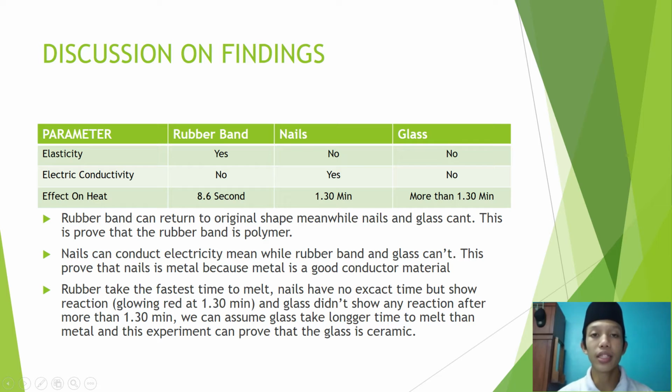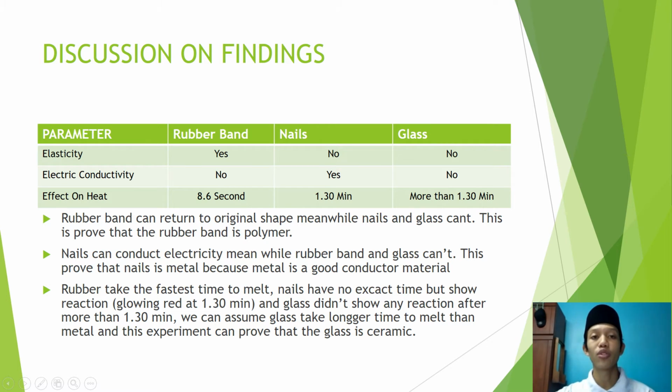We know that polymer is one of the materials that has great elasticity, and the rubber band is made up of polymer. This already showed that the experiment proved that the rubber band is a polymer. For the second, the data show that nails can conduct electricity, meanwhile rubber and glass can't. We know that metal is a great material for conductivity, but polymer and ceramic are not conductive materials.